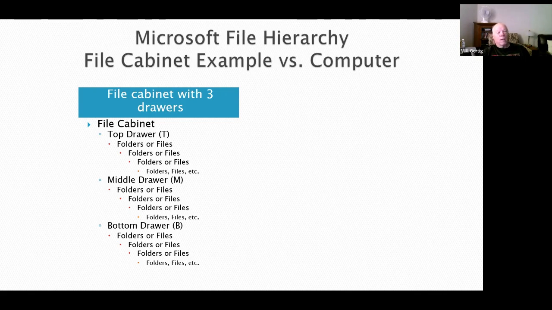Now, for instance, if you were doing financial, maybe you've got a file folder for every month inside that financial. And so you have 12 file folders inside that financial folder, one for each month. And inside each one of those file folders, you'd have the documents for that month. Same concept with the middle drawer, same concept with the bottom drawer.